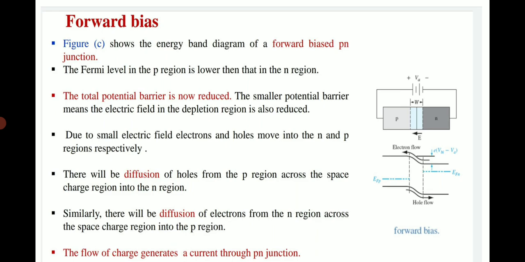Due to small electric field, electron and holes move into the N and P region respectively, there will be diffusion of holes from P region across the space charge region into N region. And similarly, there will be diffusion of electrons from N region across the space charge region into P region. इथे काय होणार की चार्ज फ्लो होणार आहे. The flow of charge generates a current through the PN junction.